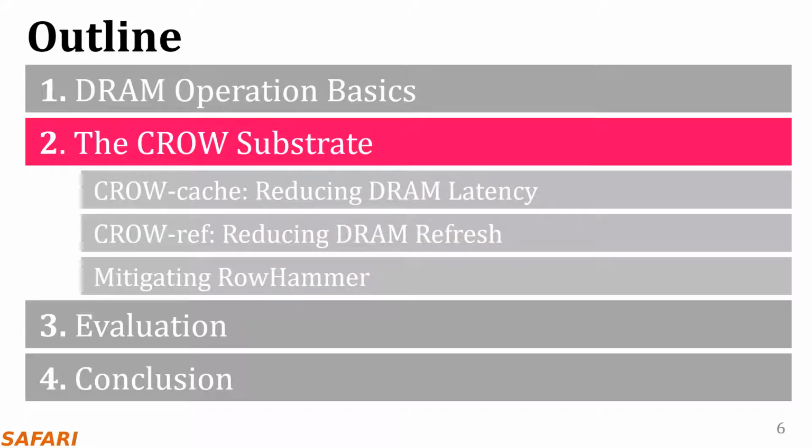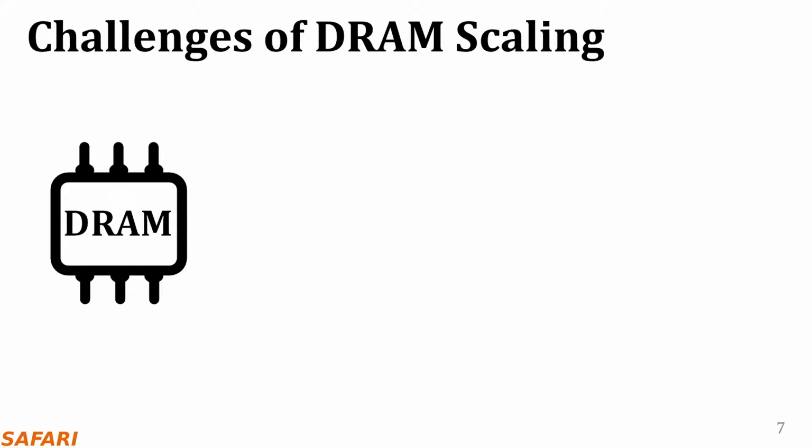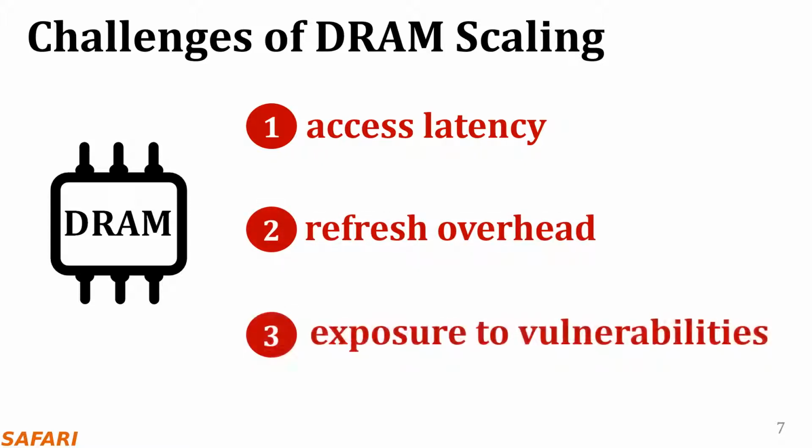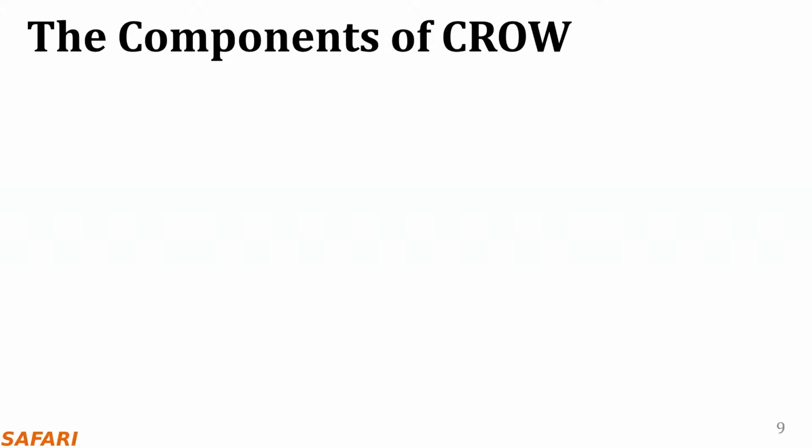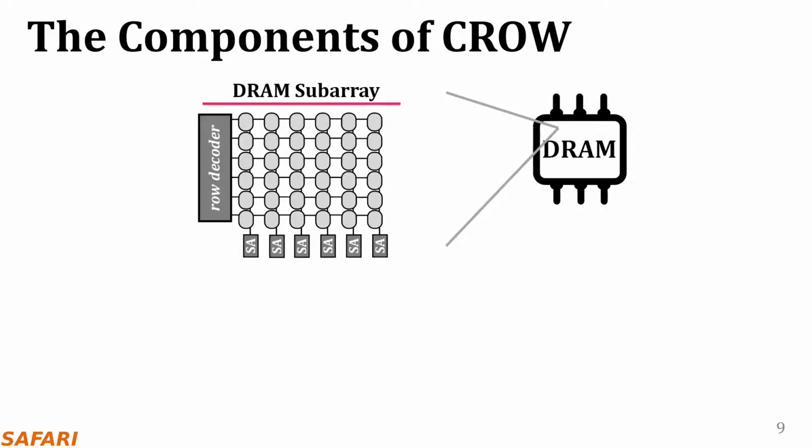Now let me explain how we slightly modify DRAM to implement the CROW substrate. As I explained at the beginning, DRAM scaling leads to these three key challenges: access latency, refresh overhead, and exposure to vulnerabilities such as RowHammer, which reduce DRAM reliability. Our goal in this work is to develop a substrate to overcome the DRAM scaling challenges by duplicating and remapping data within a subarray. However, it's not possible to duplicate and remap data in current DRAM. To enable that, the CROW substrate implements two key components.